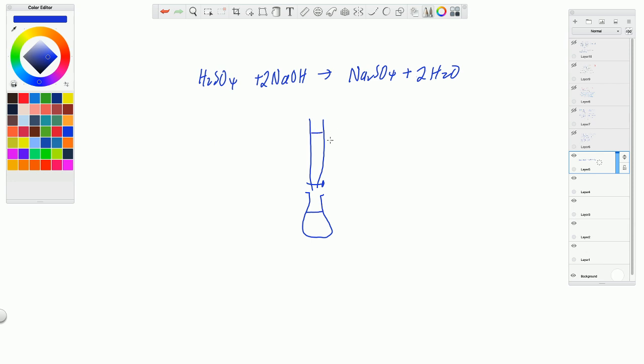So this is your burette. And here you have sulfuric acid. And here you put your alkali, because your indicator has to be put inside your alkali. Your phenolphthalein has to be put inside your alkali because it will be pink. So from pink it changes to colorless. Okay, and then here you have your flask, conical flask. All right, so that's it.